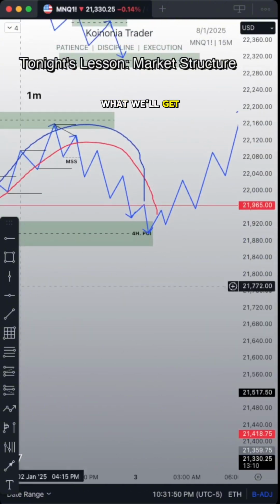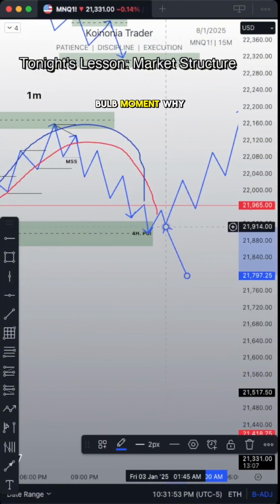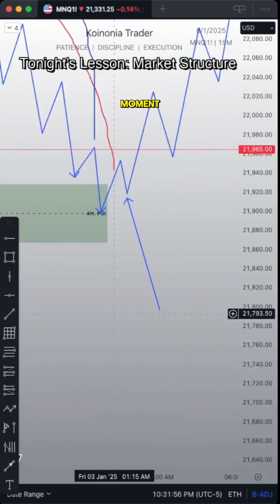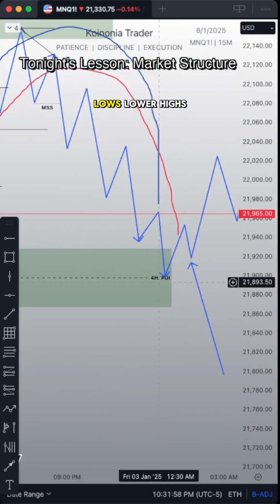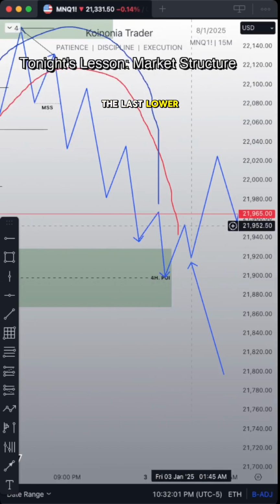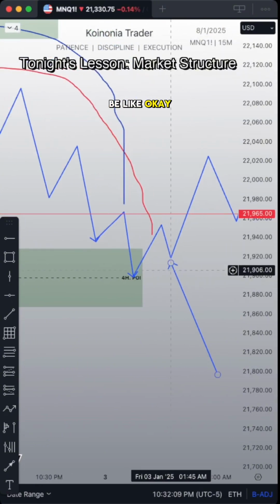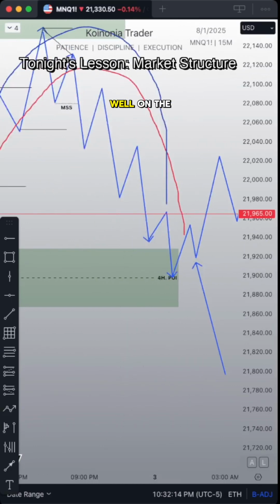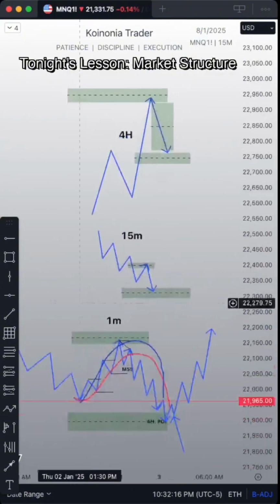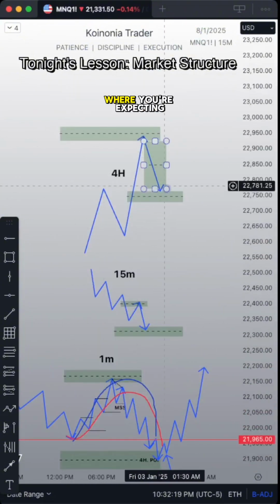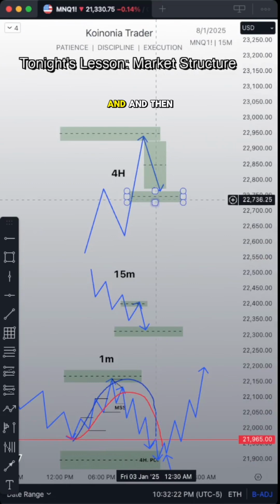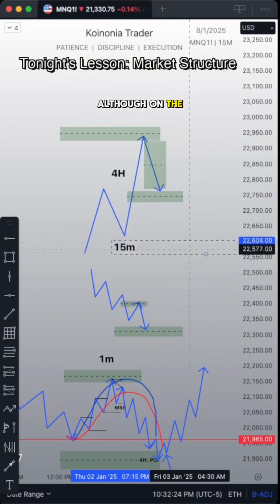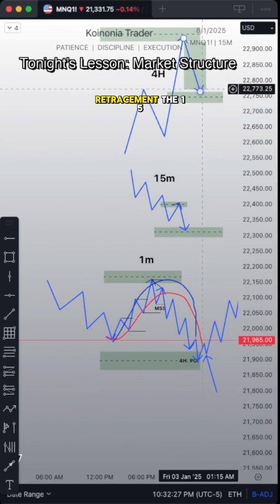What we'll get is that light bulb moment. Why is that a light bulb moment? We've got lower lows, lower highs. We put in the last lower high, and then what do we end up putting? A higher low. Right here, you should start to be like, okay, why is it not creating a lower low? Well, on the 4 hour time frame, it dropped down into this point of interest where you're expecting price could come down and then start to move on up. Although on the 4 hour time frame it is just a very simple retracement, the 15 minute is bearish.